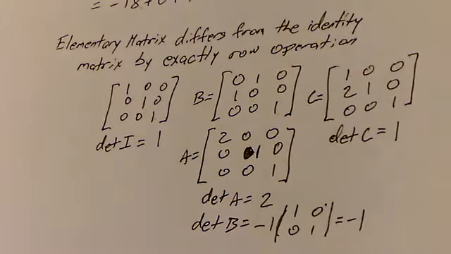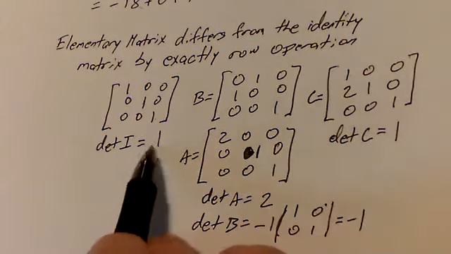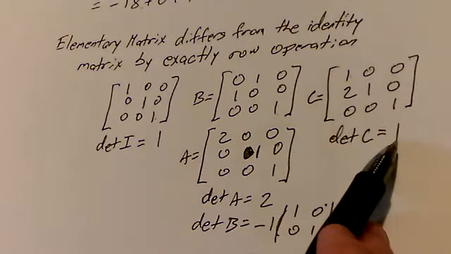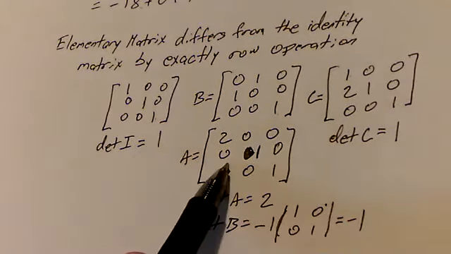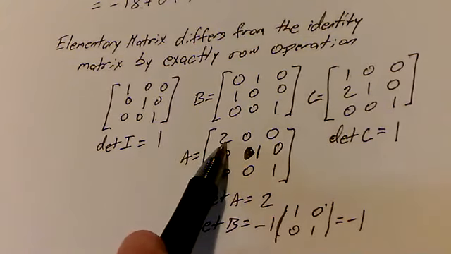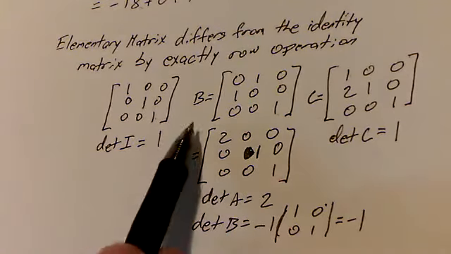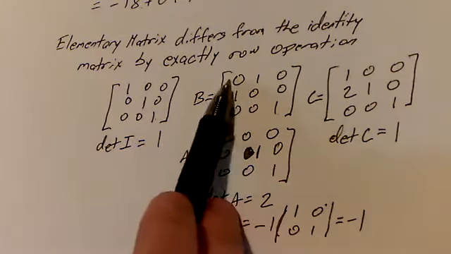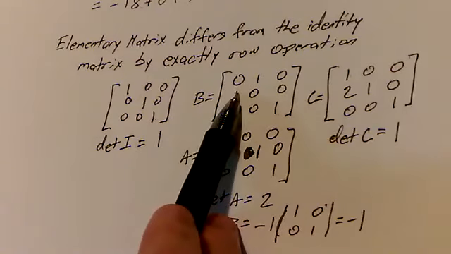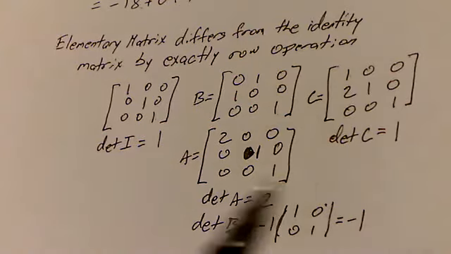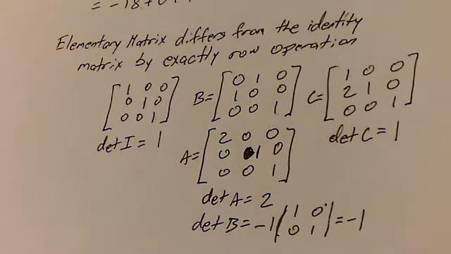So let's compare what happened here. When I did replacement, the determinant didn't change. When I scaled a row here to get A, I multiplied a row by 2. The determinant changed by the same scale. And when I did an interchange, when I switched 2 rows, the determinant became negative. So we have 3 properties here for determinants as they relate to row operations.